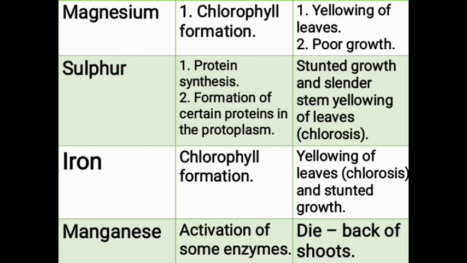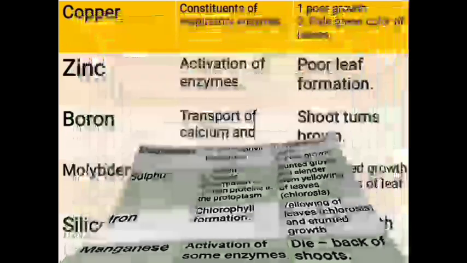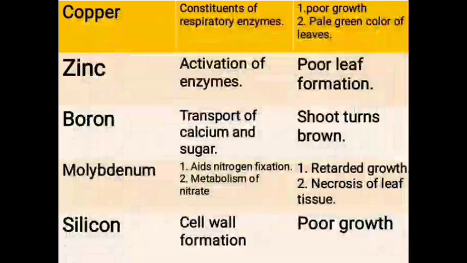Then the last one here, we have manganese. It helps in activation of some of the enzymes. Now, die back of the shoots occurs if there is deficiency of manganese. Okay. We also have copper. Copper is a constituent of respiratory enzymes. Its deficiency leads to poor growth and pale green color of leaves. Also, zinc helps in activation of enzymes. It leads to poor leaf formation if there is a lack or deficiency of zinc.